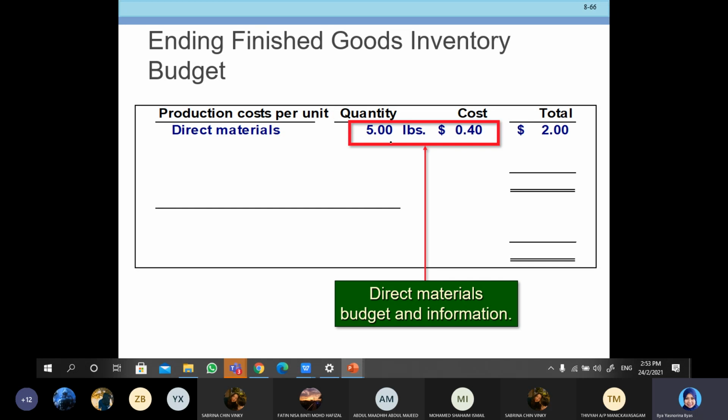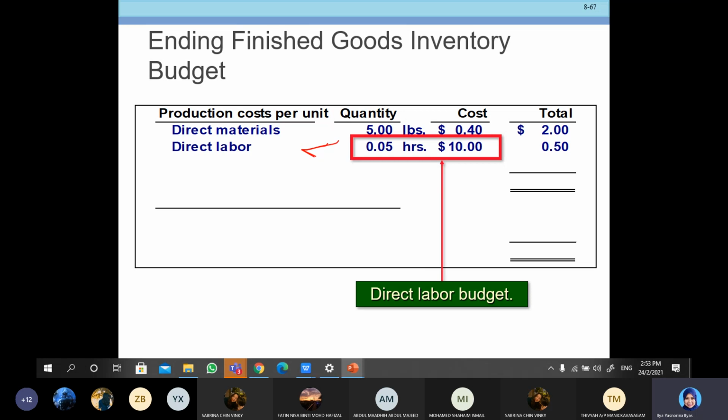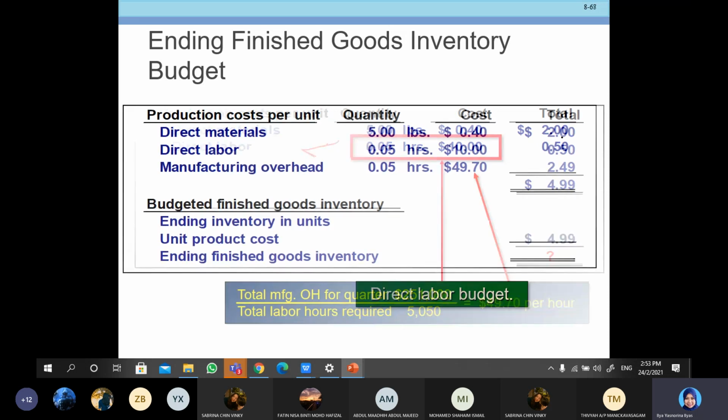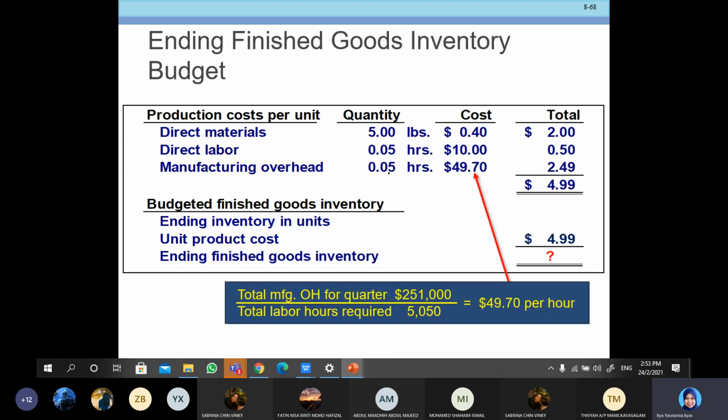So this is how we calculate our product cost. Direct material, 5 per unit times 40 cents. Hopefully you remember the number. Direct labor is 0.05 hours per unit times $10.50. Then manufacturing overhead 0.05. We follow direct labor because manufacturing overhead is based on direct labor hours. So based on the manufacturing overhead that we calculated, every unit will cost us 4.99.